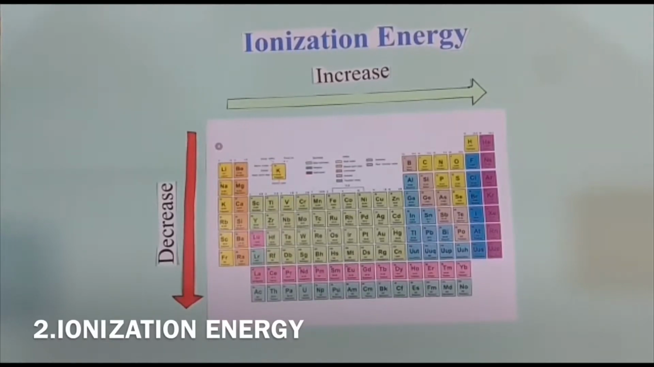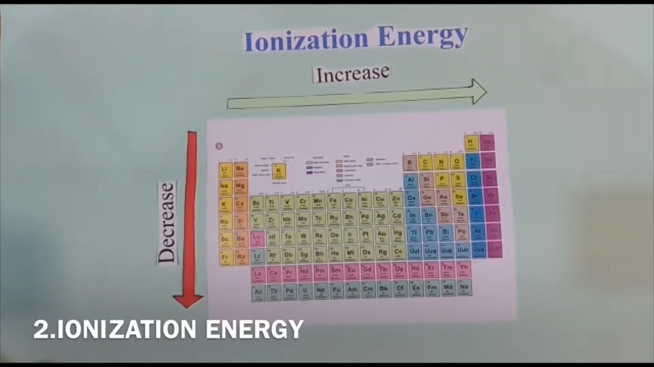The second trend I'll be talking about is ionization energy. Ionization energy is the energy required to remove an electron from an atom or an ion. As you move down a group, the ionization energy decreases. And that is because each element has more occupied energy levels than the one above it has. And as you move down a group, each successive element contains more electrons in the energy levels between the nucleus and the outermost electrons. And this electron shielding causes the outermost electrons to be held less tightly to the nucleus.